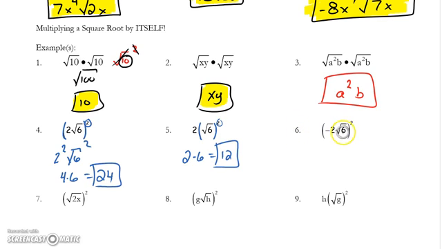Be careful with something like number 6, because this negative 2 is being squared, but remember, negatives need to be in parentheses. That is going to give me 4 again. And then I still have my square root of 6 being squared, which gives me 6. I get 24 again for this problem.